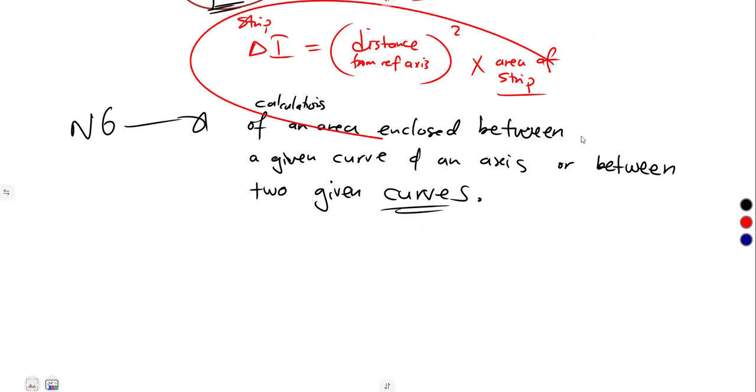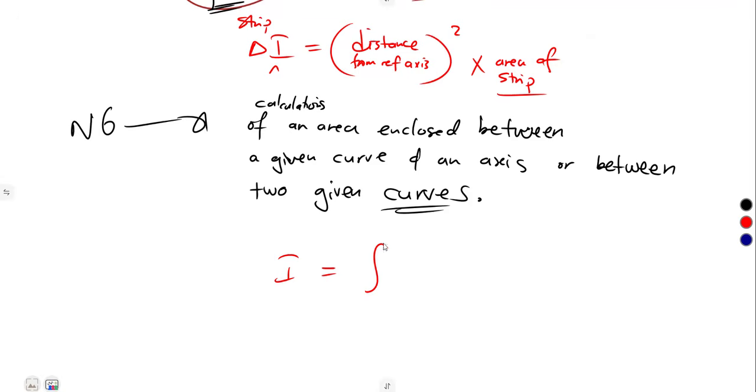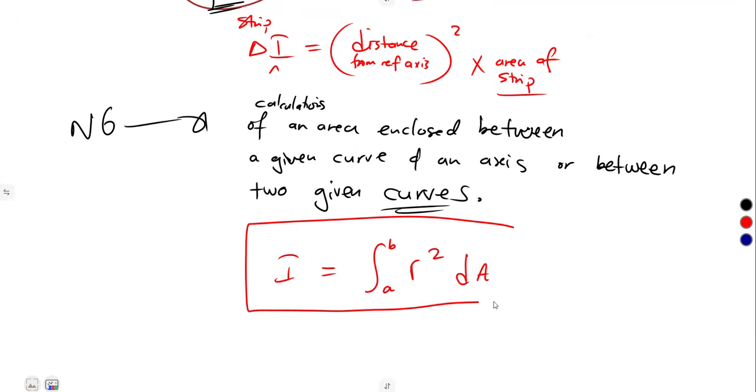So like what we had before, the calculations are still the same. For us to obtain the second moment of area, you were going to integrate and take the limits from A to B, depending on the axis that you are using. So here I'm just going to use A and B. Then we're going to have r squared representing the distance from the reference axis. Then the strip area, that is our dA. So that is the formula, guys, that we are simply going to apply.